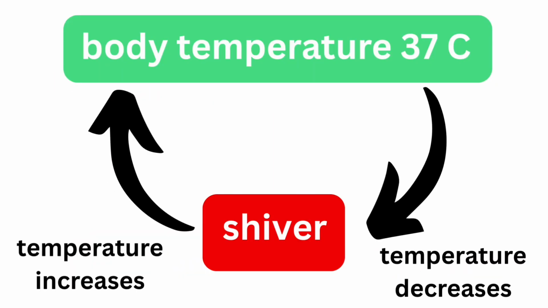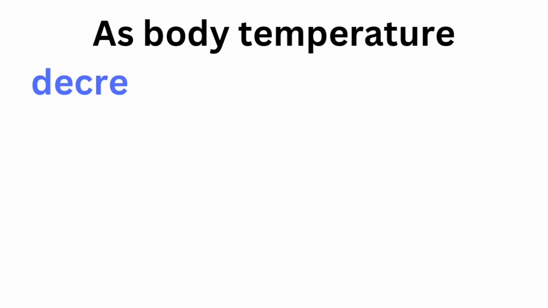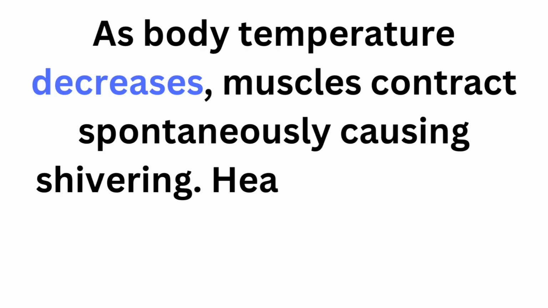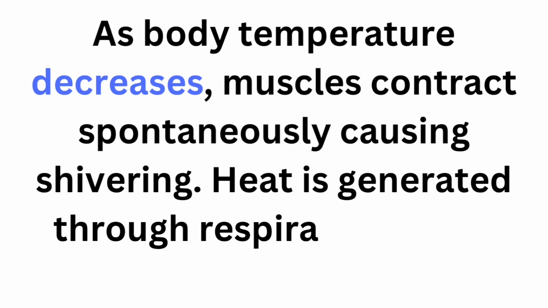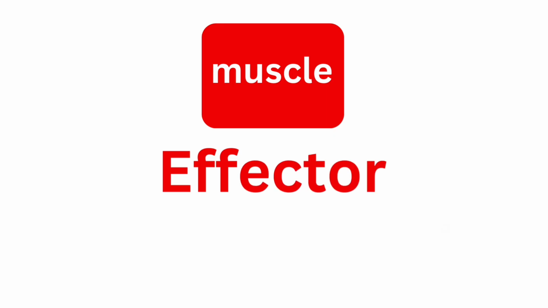So because shivering generates heat energy, it causes our temperature to increase again. So here's another example of a negative feedback loop. So here's a sentence to describe this. As body temperature decreases, muscles contract spontaneously, causing shivering. Heat is generated through respiration, and body temperature increases. In this example, our muscles are the effectors.